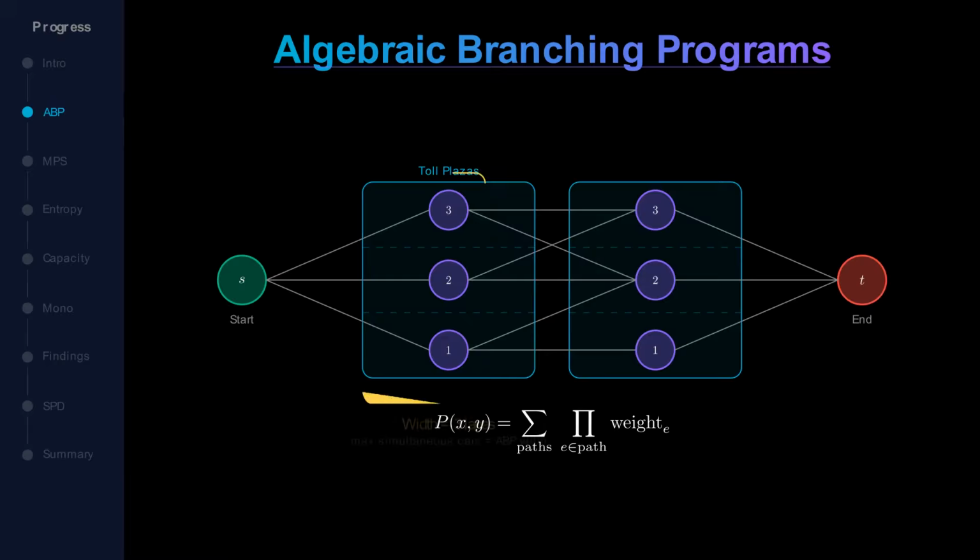The crucial insight: width equals information bottleneck. Think of rush hour. If you have 3 lanes at the narrowest point, only 3 cars can pass at once, no matter how wide the rest of the highway is.